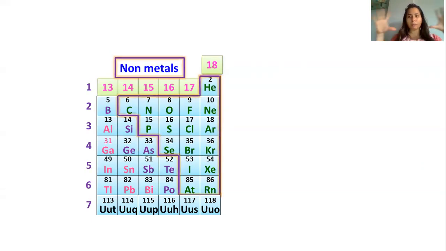The whole periodic table consists of mostly metals, but it is only in P block that you'll be able to find metals, non-metals, and metalloids.